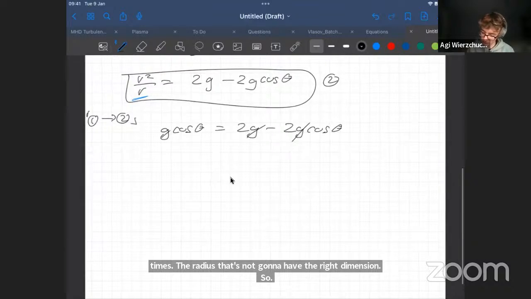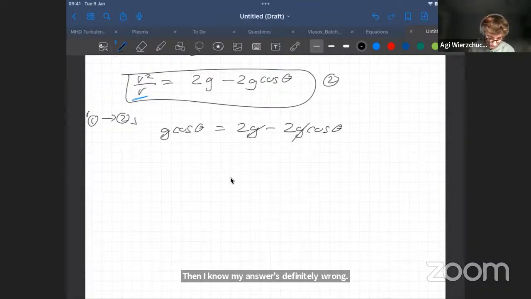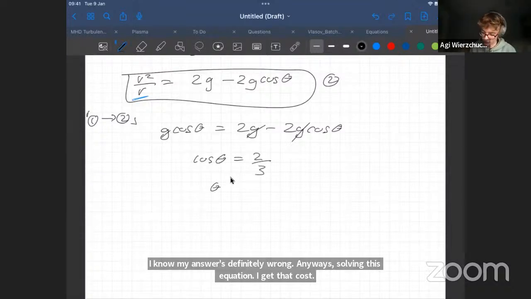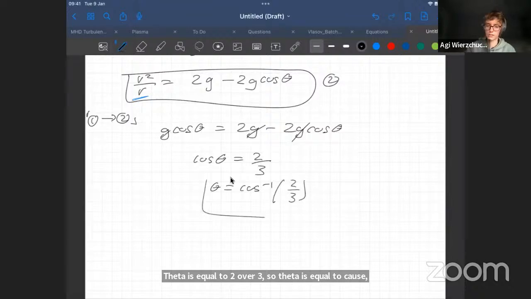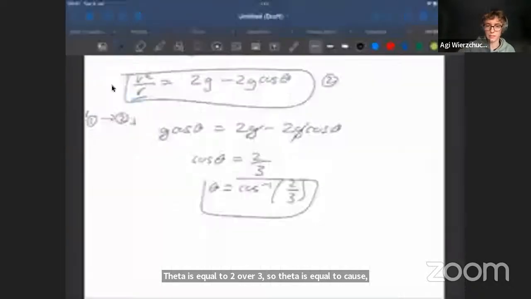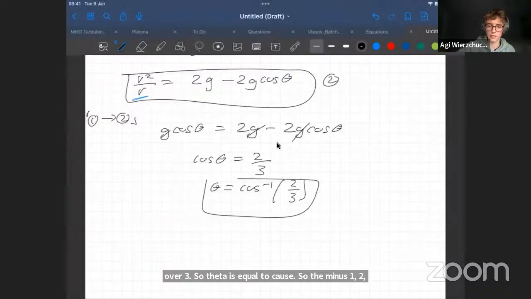Anyways, simply solving this equation, I get that cos theta is equal to 2 over 3. So theta is equal to cos to the minus 1 of 2 over 3. So that's the solution to the question. Let me just check the chat if that made sense to everyone.